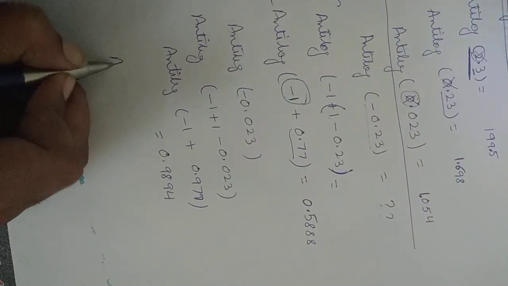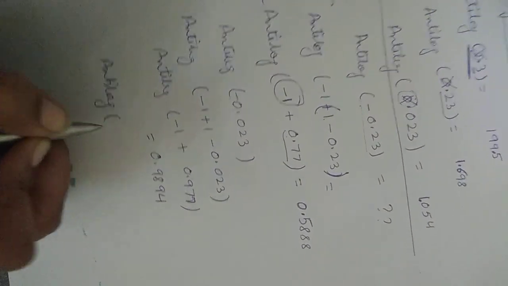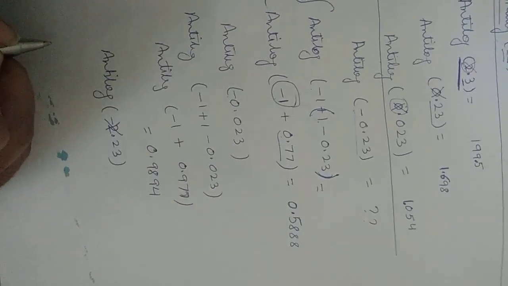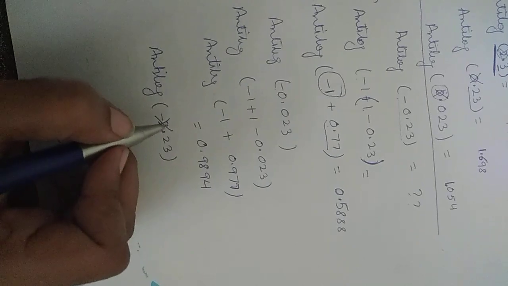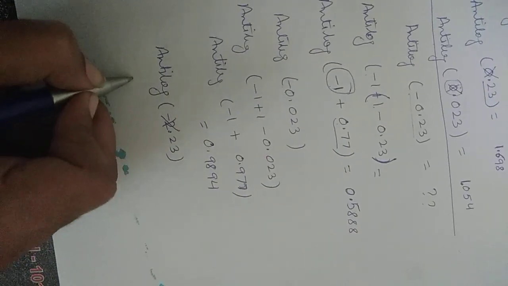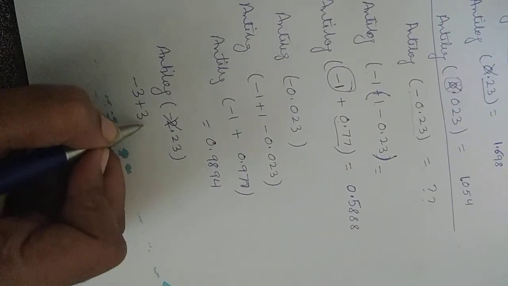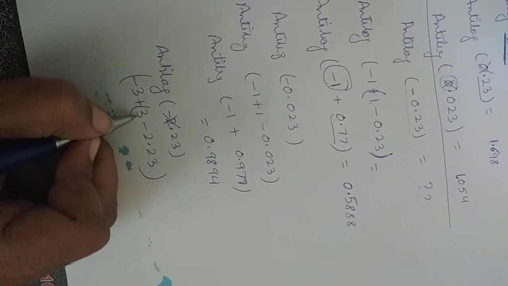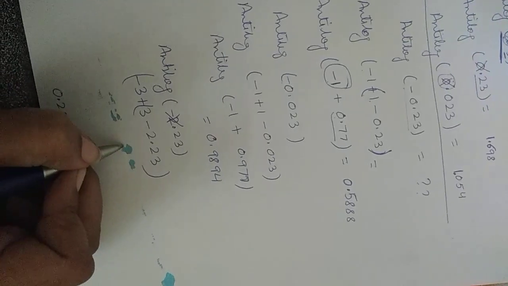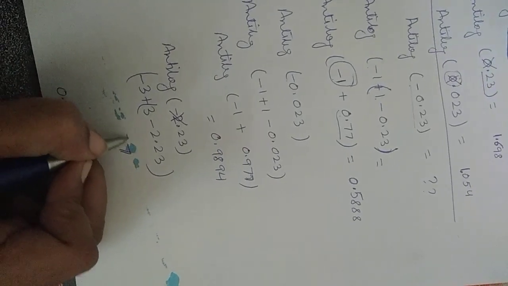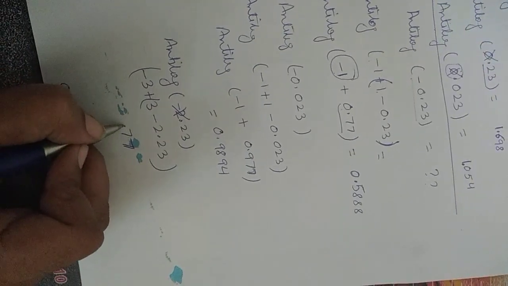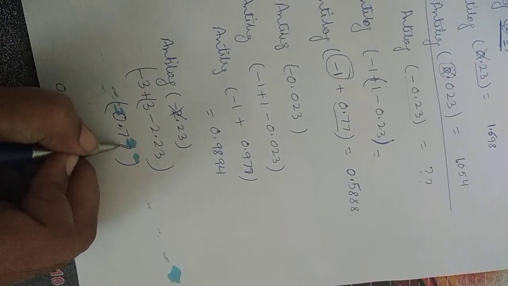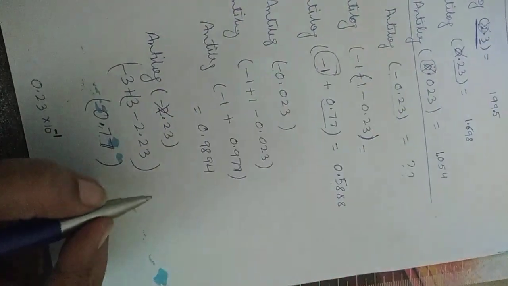Let's say one more anti-log I'll do for you. Let's say I have to calculate anti-log of minus 2.23. Don't break your head into this first. Oh no, first we have to make it positive. So what we will do is, we'll do minus 3 plus 3 minus 2.23. So we will reduce 3 minus 2.23. It is 0.77. It will come anti-log of 0.77. I know the value of anti-log of 0.77.